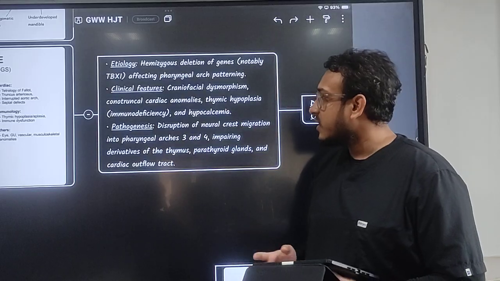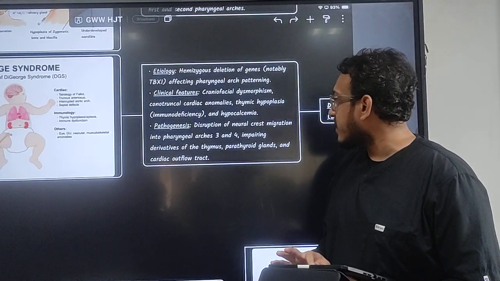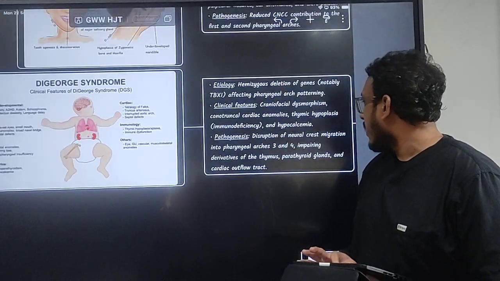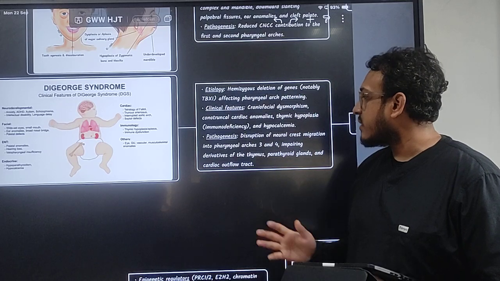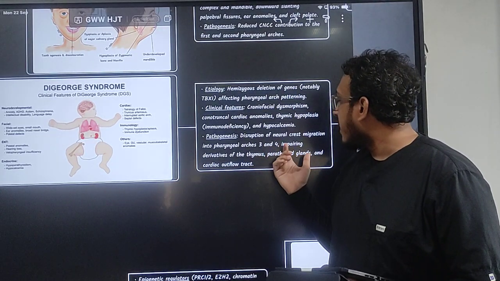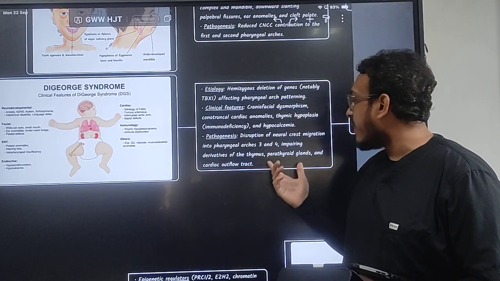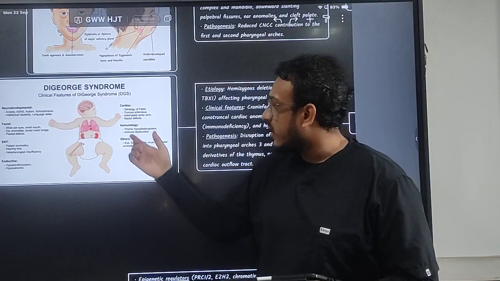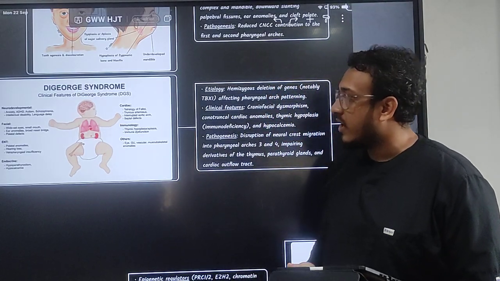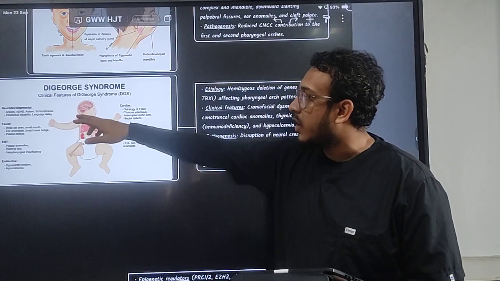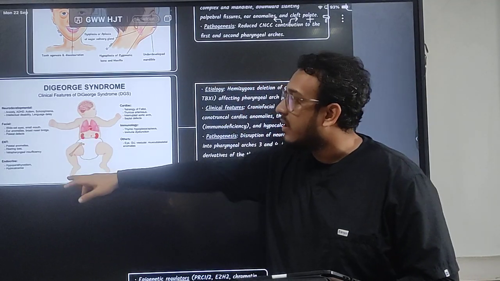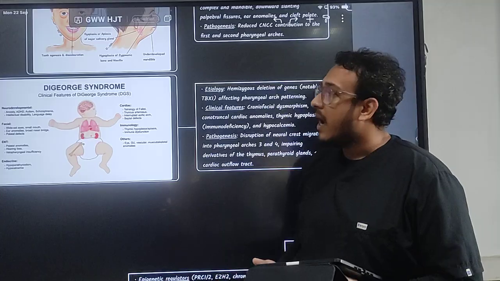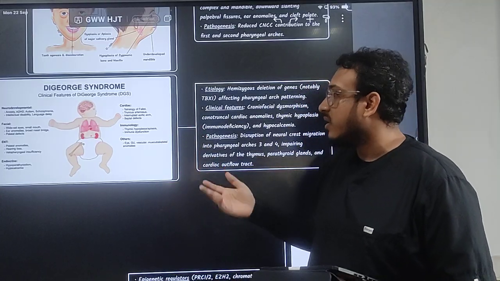The pathogenesis is the disruption of neural crest cell migration into pharyngeal arches 3 and 4, impairing the derivatives of the thymus, parathyroid glands, and the cardiac outflow tract. So here are the clinical features of DiGeorge syndrome. It will affect neurodevelopment, facial, ENT, endocrine, cardiac, immune, and others.